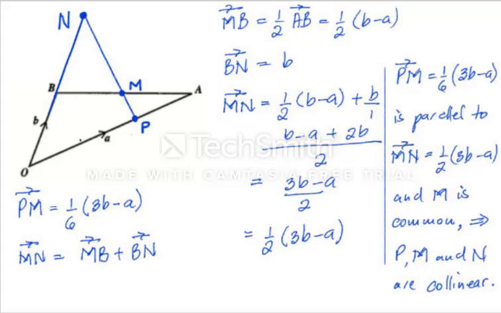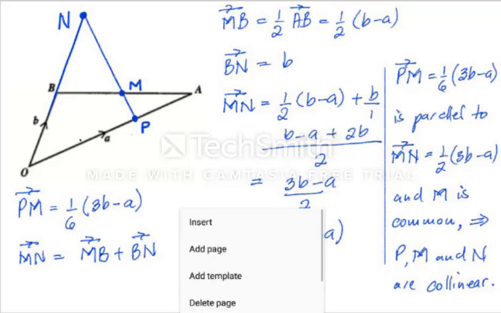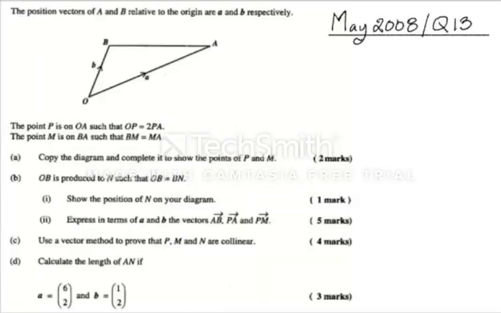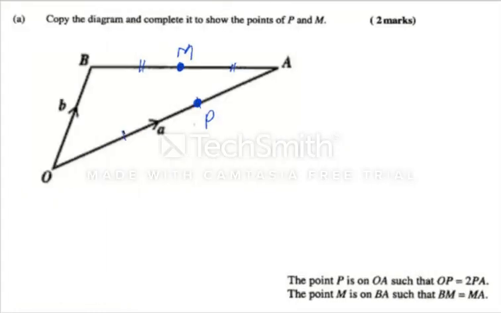All right, so that takes care of b. I think I'm going to insert a page to answer the last part of the question. All right, go back. So let's have a look at the last part of the question. D says we're to calculate the length of AN, and we're told that A is (6, 2) and B is (1, 2).